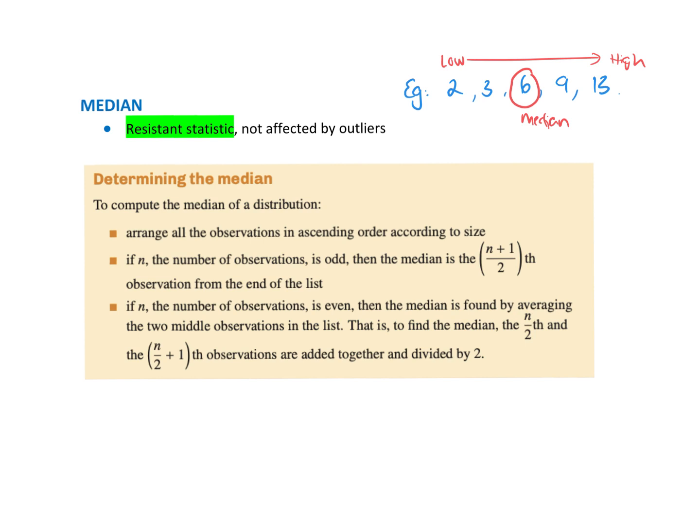Can you see, if I changed this number here to say 1,000, that is definitely an outlier in this set of data. But can you see the median didn't change, did it? If I was to calculate the mean, the average, it's going to change greatly, isn't it? Because of that big 1,000. So that's what we're talking about when we say the median is a resistant statistic, and it's probably a better indication.